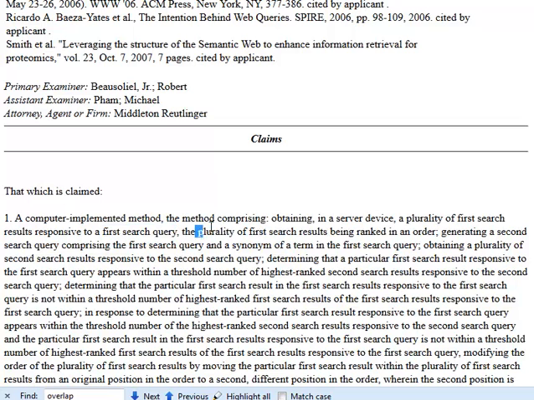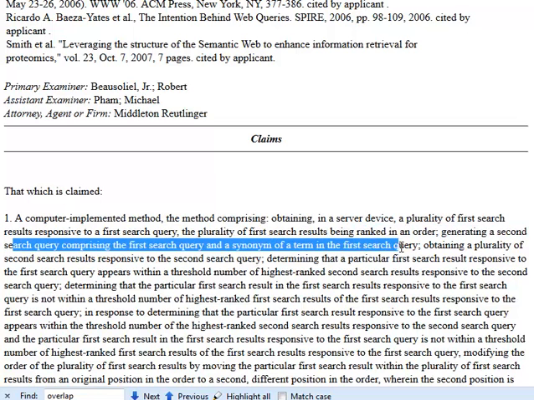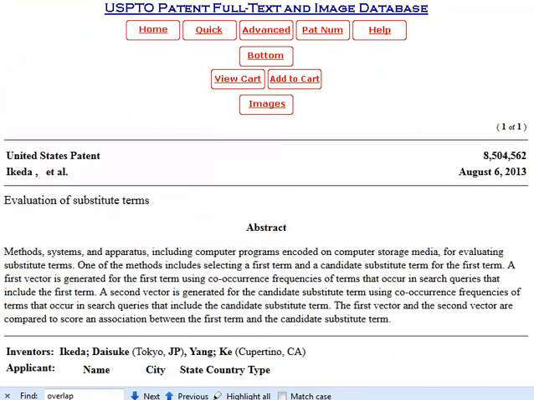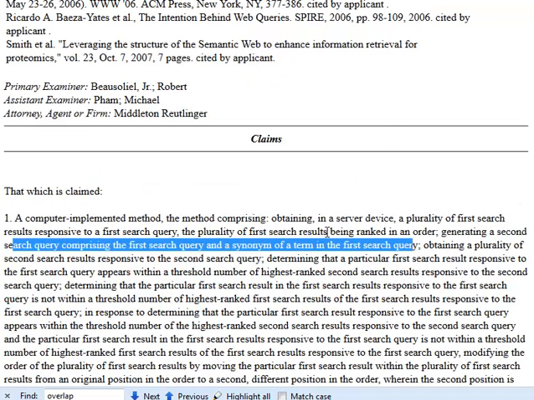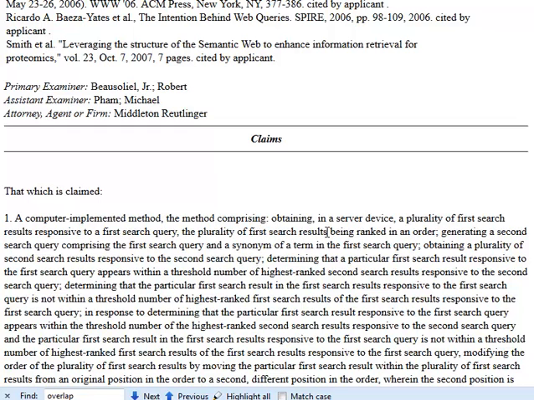And the plurality of the first search results being ranked in an order, generating a second search query comprising the first search query and a synonym of the term in the first search query. All right, so that's why we were over here a minute ago just talking about synonyms. All right, so now that we know how they figure out synonyms, we come over here and we realize, to make a long story short, what they're doing is they're taking a look at the results of keyword A. They're finding a synonym, keyword B. They're taking a look at the results there, and they're finding the results that are in both keyword A and keyword B, and they're promoting those results, right?